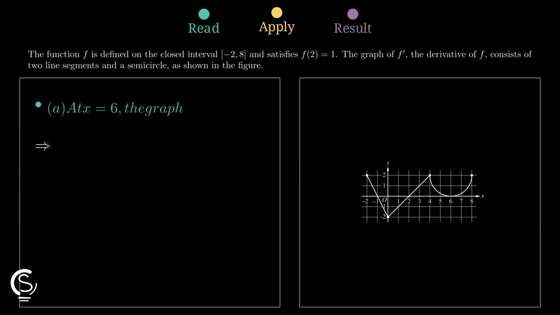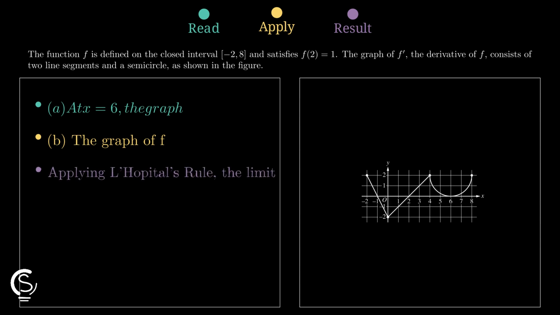X squared minus 5x plus 6 results in an indeterminate form 0 over 0, since 6f of 2 minus 6 equals 0, and 4 minus 10 plus 6 equals 0.